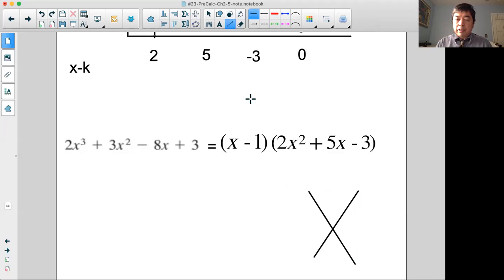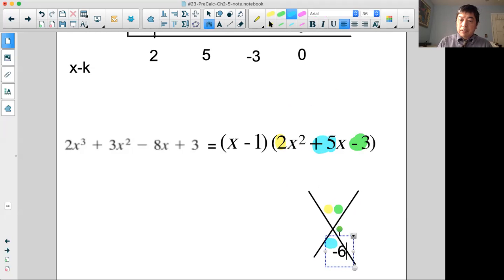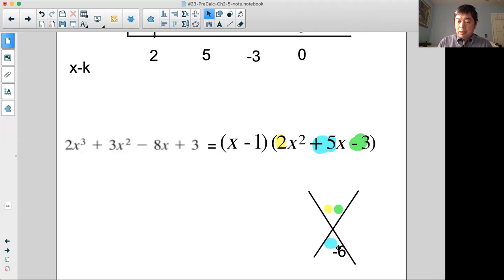Okay, the X factor here: we look at two numbers, yellow and green. Yellow times green is going to be this number. Sky blue, you plug in here. Okay? Yellow times green is -6. And sky blue is 5.